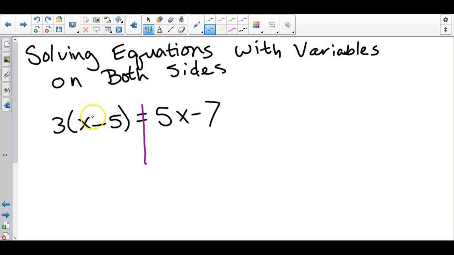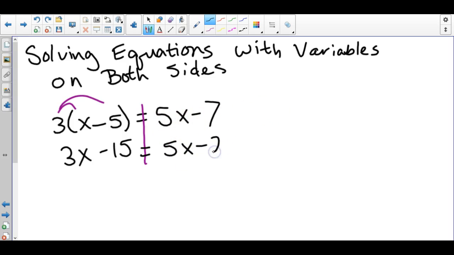Looking on the left side, we do have parentheses which we could distribute. So 3 times x is 3x. 3 times -5 is -15. On the right side, we don't have any like terms, we don't have anything to distribute, so we leave it 5x minus 7. So again, we double check anything on the left side now that would combine with like terms.